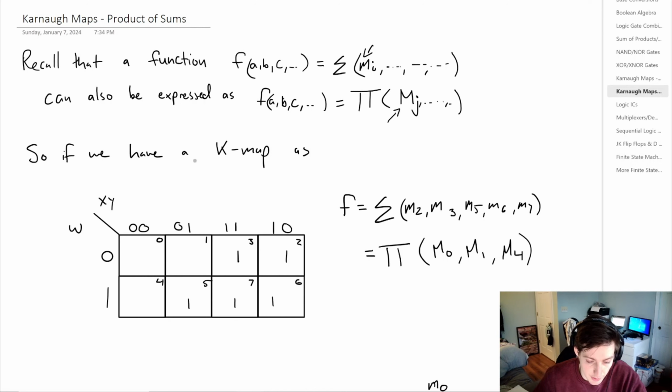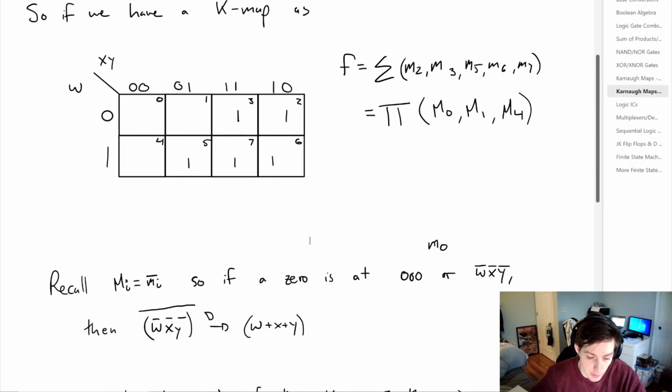Now if we have a K-map given as expressed below, the function of the K-map as a sum can be expressed as the second term, third term, fifth term, sixth term, and the seventh term. Now we know that that can also be expressed as a product of sums as the 0, 1, and fourth term. And we know that we have a relation between the min terms and the max terms with this inverse relation. So if we have a 0 at the location 0, 0, 0, which would correspond to lowercase m0, we know that we can take the inverse of that term using De Morgan's law and get w plus x plus y.